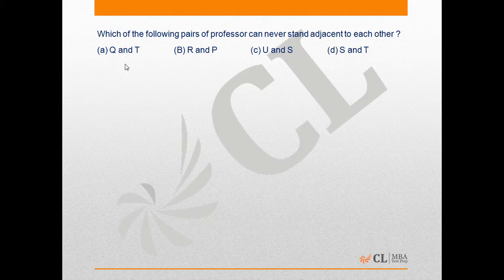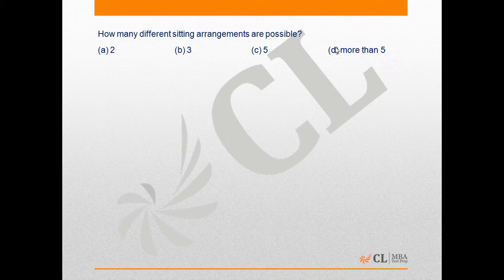In the next question, it is asking which of the following pairs of professor can never stand adjacent to each other. From the given three arrangements, it can easily be seen that S and T can never stand adjacent to each other. Therefore option D is the correct answer. In the last question, we have to find how many different sitting arrangements are possible. As we have already discussed, there are 6 different possible arrangements. Therefore option D is the correct answer.